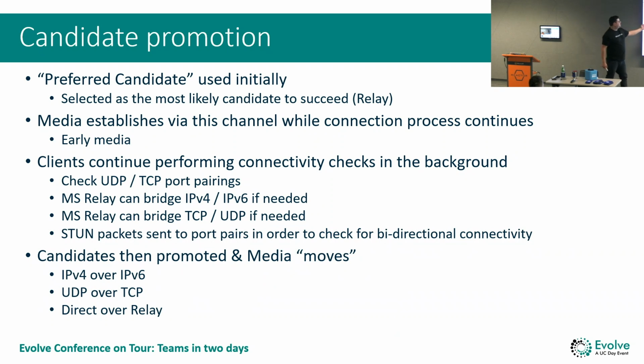The checks that it will do include checking UDP versus TCP. The relays will also bridge between IPv4 and IPv6 if you need them to. They can bridge between TCP and UDP if you need to. And they will then promote candidates in this order. It will prefer IPv4 over v6, it will prefer UDP over TCP, and it will prefer direct media over relay. So that's how it goes through and works out how to promote the different candidates until you have an optimal call.